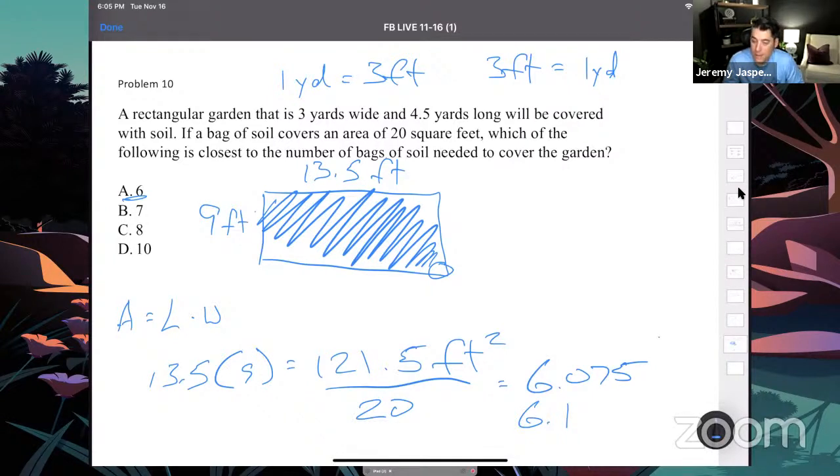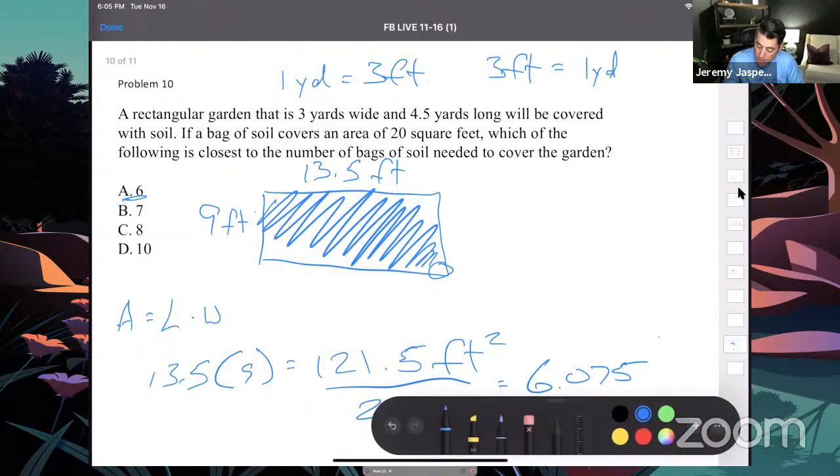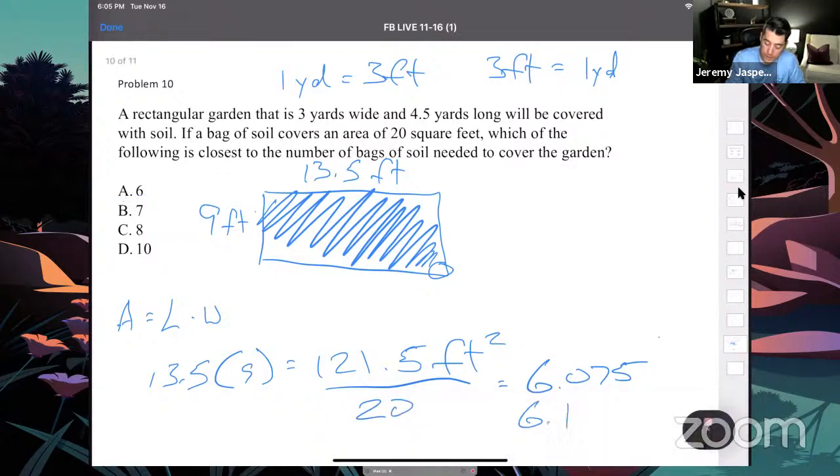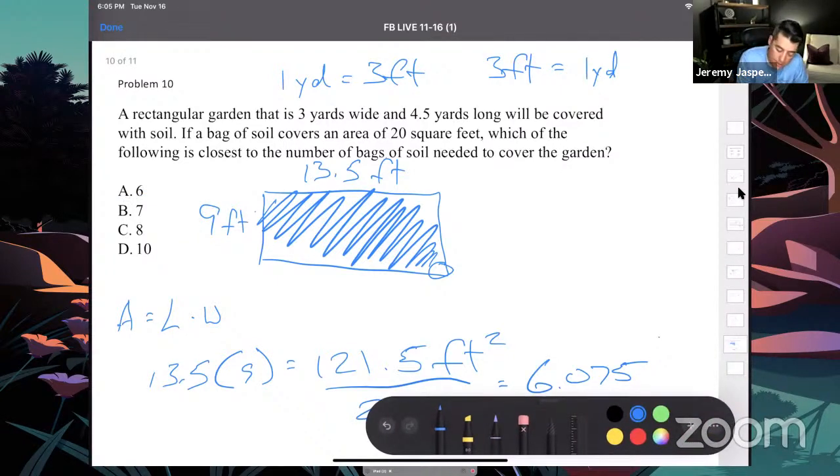I can't buy 6 bags of mulch. I can't buy 6.1 bags of mulch. I buy the next whole number, that whole number being 7. So 7 is the answer to this problem.